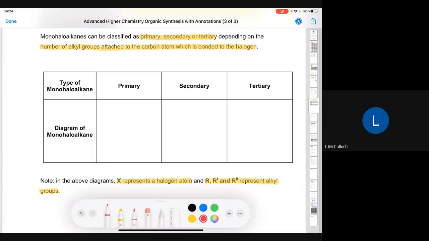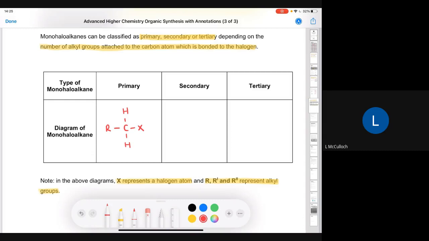Okay, so let's look at a primary monohaloalkane. So in a primary monohaloalkane, we'll have our carbon to our halogen, and that carbon is only going to be attached to a maximum of 1 other carbon, so 1 alkyl group. So I'm going to pop that alkyl group in there, but then the other atoms attached to that carbon must be hydrogens like so. So that's going to give you your primary monohaloalkane.